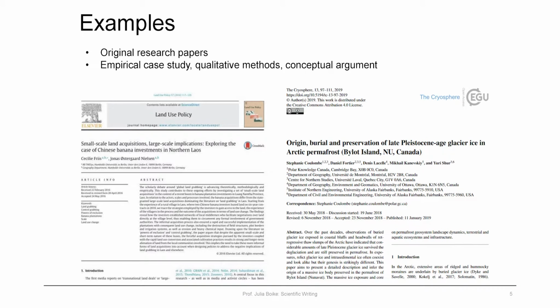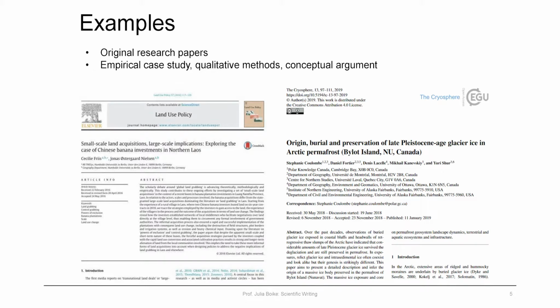Here are some examples of these original research papers. These both show empirical case studies, qualitative methods, and conceptual arguments. Here on the left is the example from the Humboldt University. You probably know the authors, Cecile and Jonas: small-scale land acquisitions, large-scale implications, exploring the case of Chinese banana investments in northern Laos. So this is an original research paper. And on this side, you see an original research paper published in The Cryosphere, which I handled as an editor. I will go into detail later about how this publishing happened.